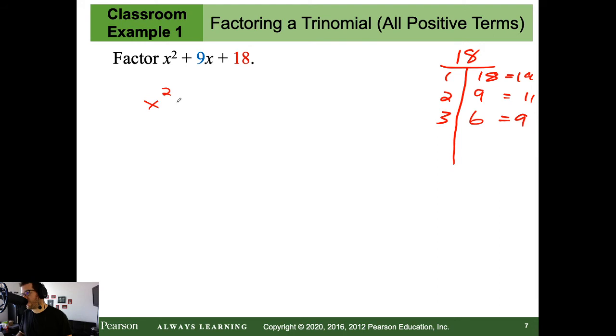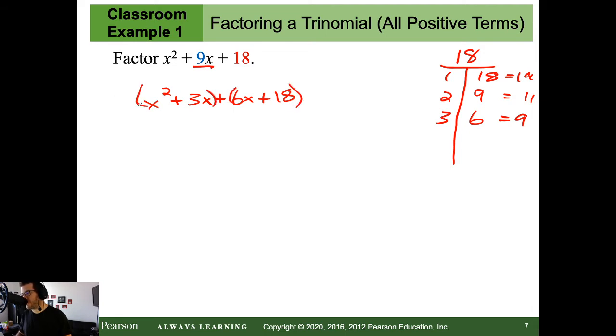x squared plus 3x plus 6x plus 18. So what did I do there? I found my factors that added up to my middle term, and I just wrote them with an x. Okay? Then factor by grouping.